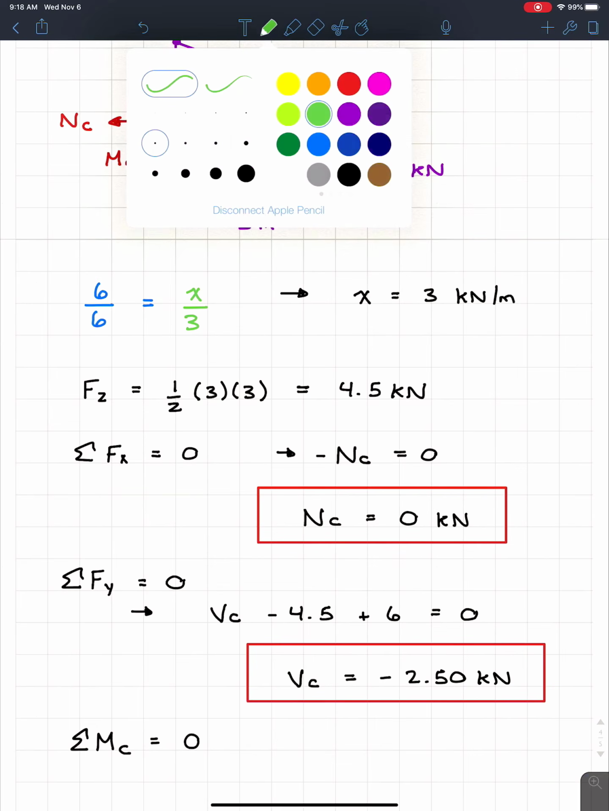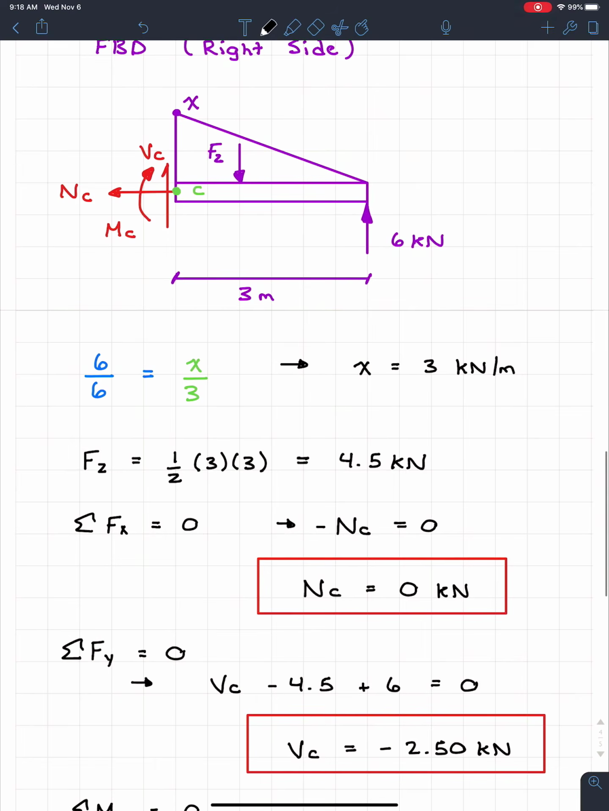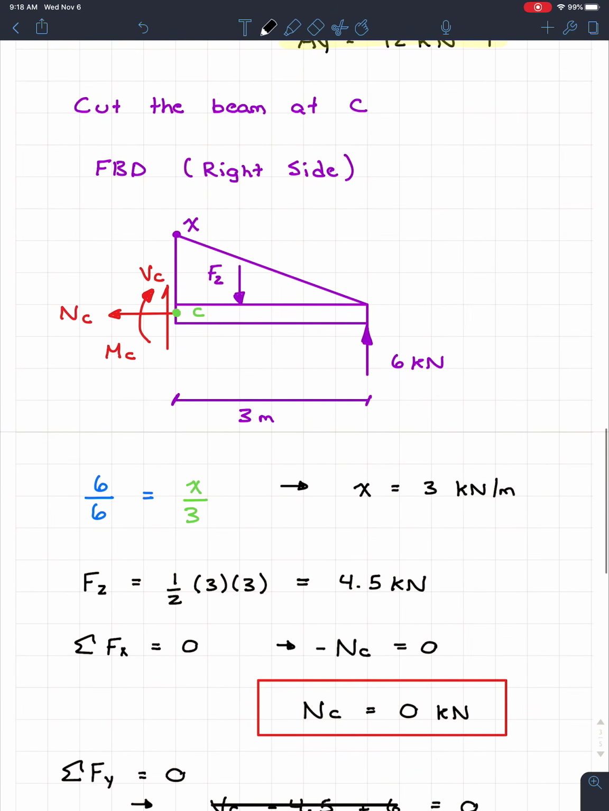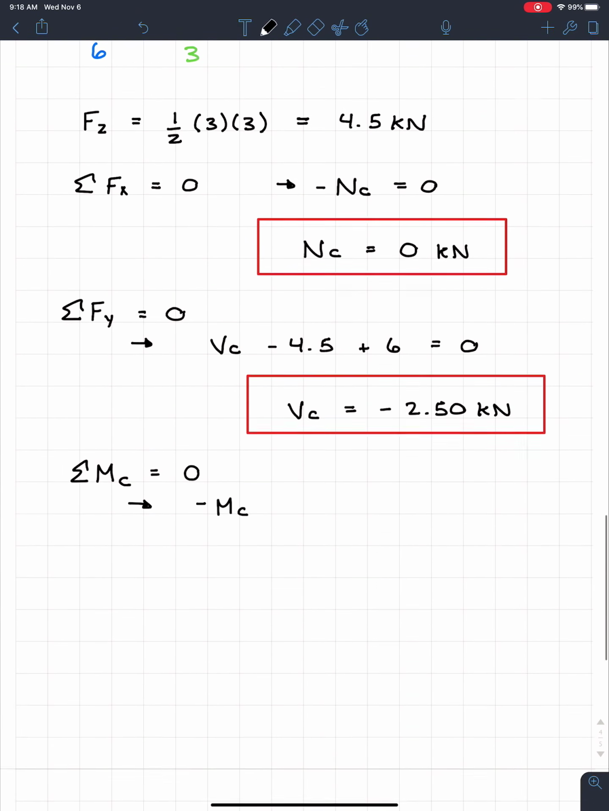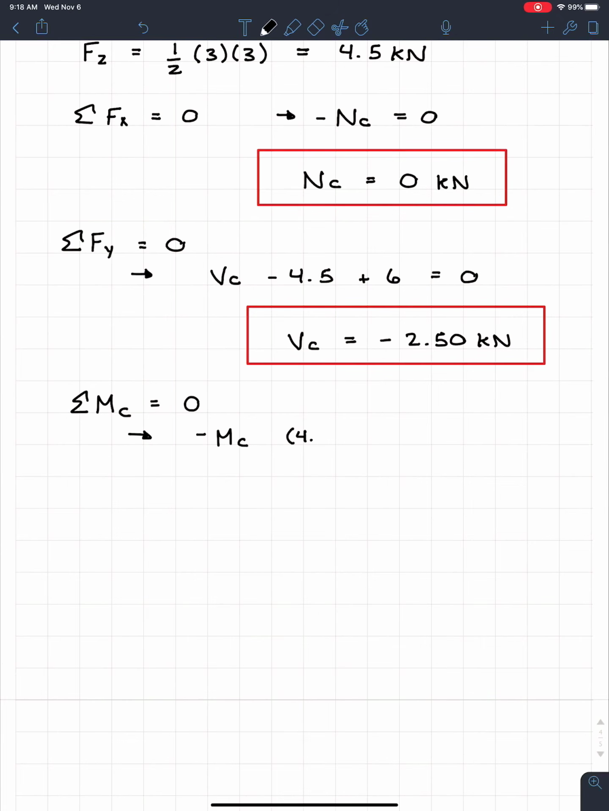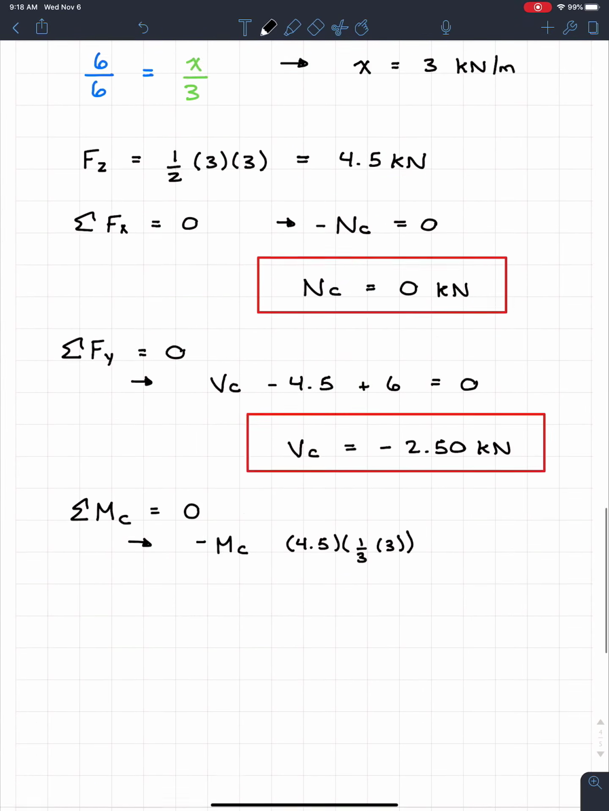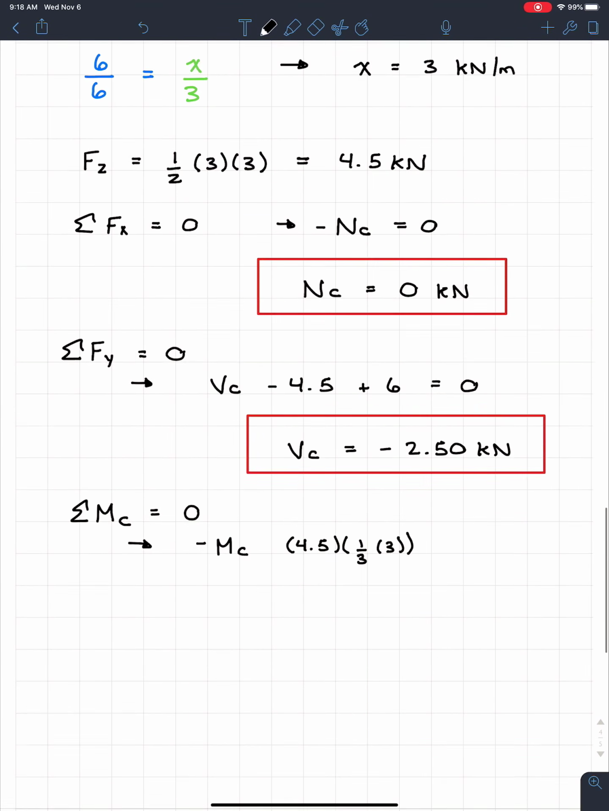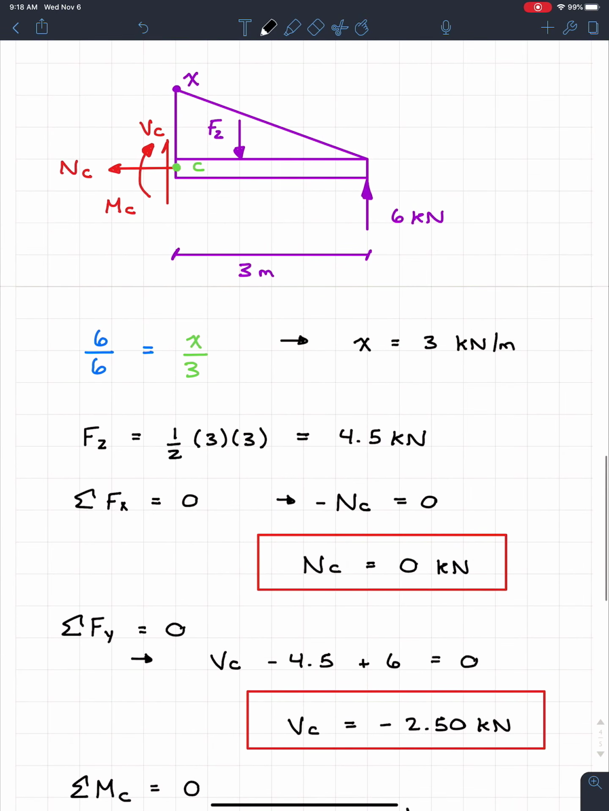So going along the beam, the first moment that we have is actually going to be MC, that concentrated moment, and we see it is clockwise. So we're going to have negative MC as our first one. If we look up here, we got F2. So F2 we now know is 4.5. We know that it acts at a distance of 1/3 times that base, which is now 3 meters. So a lot of people put 6. Remember, our span of the beam has now changed to 3 meters since we cut half of it away. Okay, and then this is going to create clockwise rotation again.